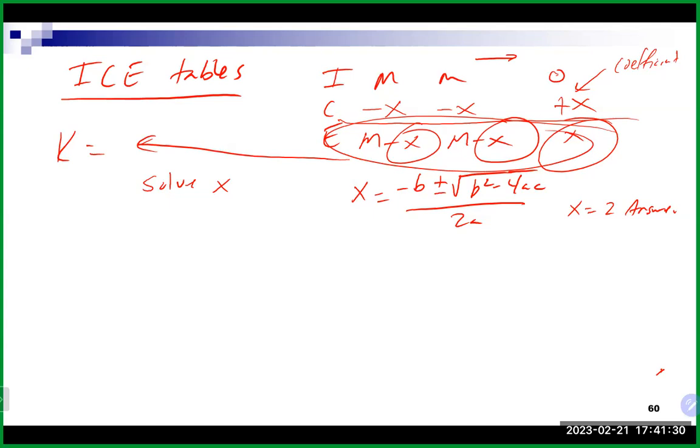Remember also that you can get really any combination of x values. You could get 2 positives, 2 negatives, a positive and a negative. So you may have to check some of them depending on the x values that you do get. Once you do that, you put the x values back into the equilibrium line. That will then give you the equilibrium concentrations of everybody.